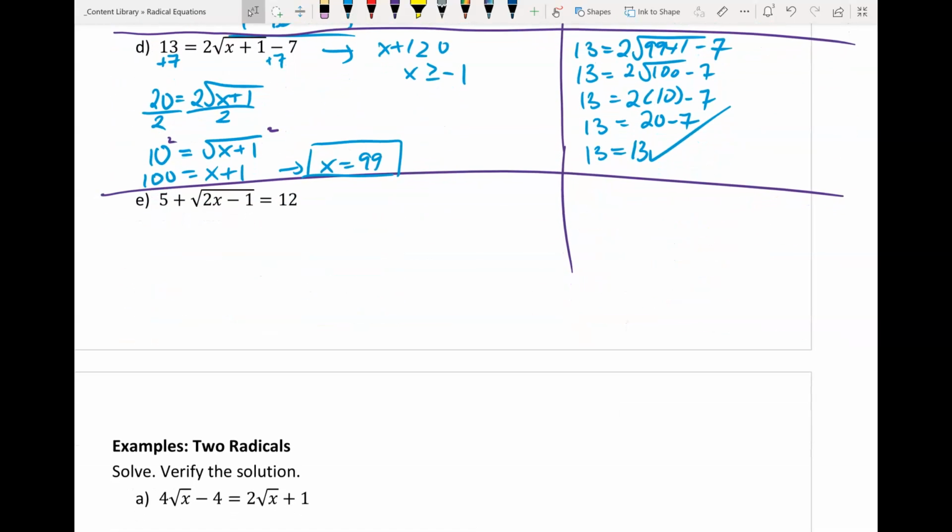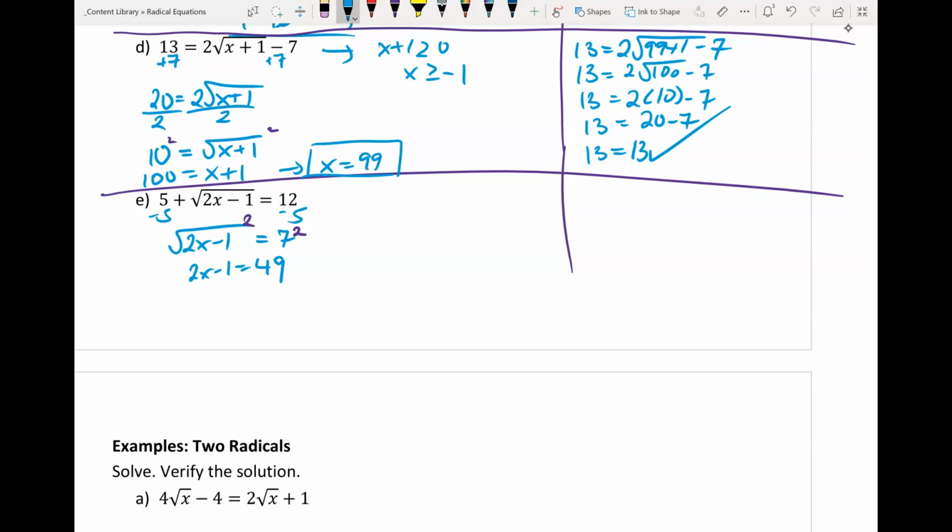Moving on to our next one here. Again, I want to get the square root by itself if I can, so I'm going to move this 5 to the other side by subtracting both sides by 5. 12 minus 5 is 7. Now I'm going to go ahead and square both sides. Square and the square root are going to cancel out, and then 7 squared is 49.